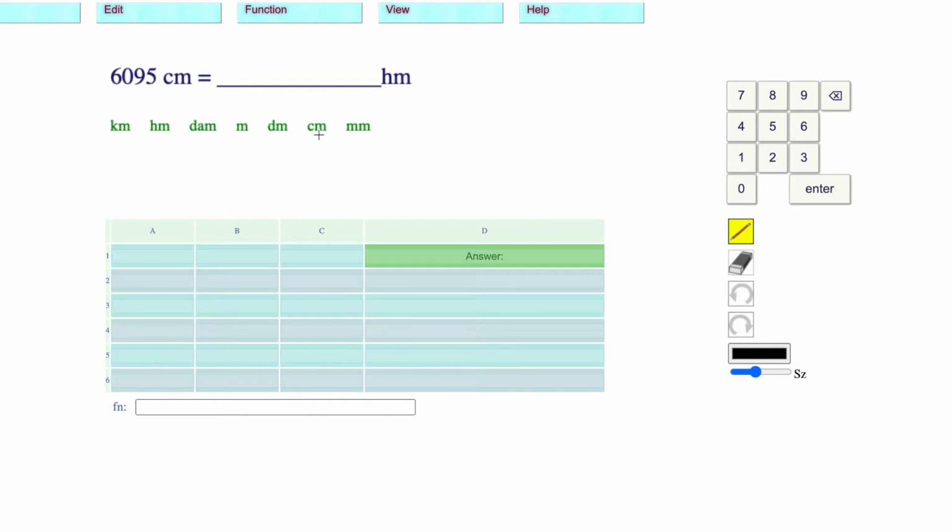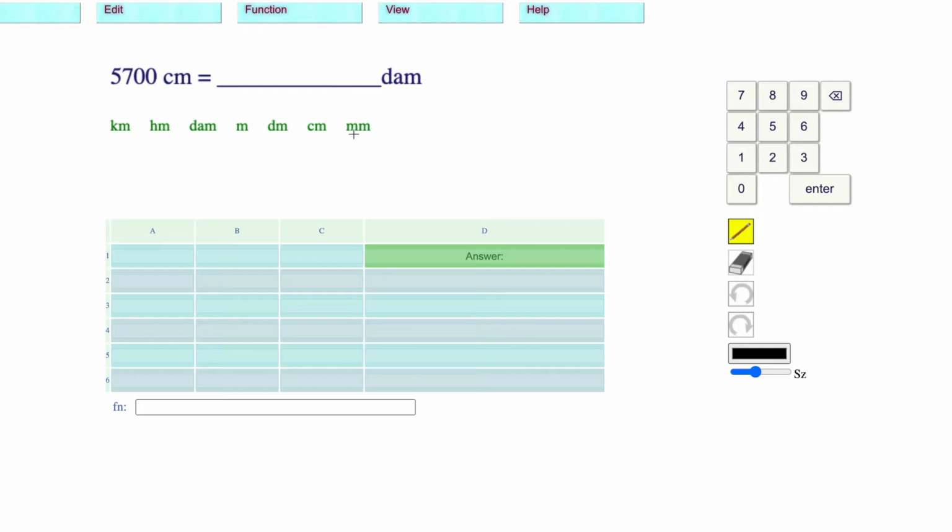I'm moving from centimeters to hectometers, pressing the control so I can draw 1, 2, 3, 4. There's four steps on the diagram. So we're gonna do the same four steps with our decimal point, which is right now after the 5. 1, 2, 3, 4. The decimal point is going to be right in front of the 6. So our answer is 0.6095 hectometers. Put your answer down here in the spreadsheet.